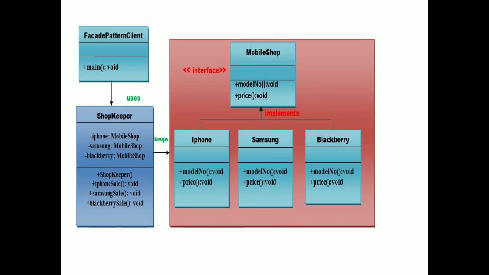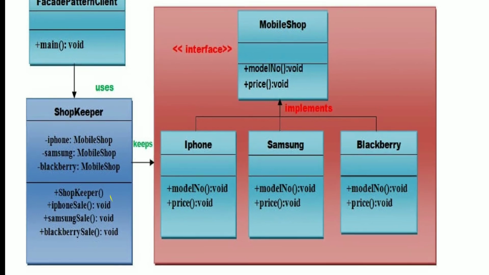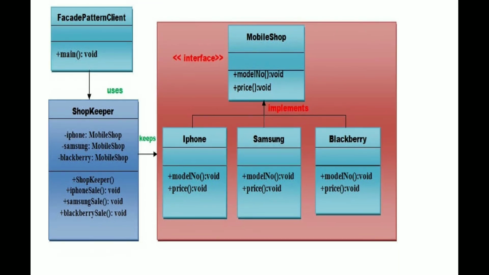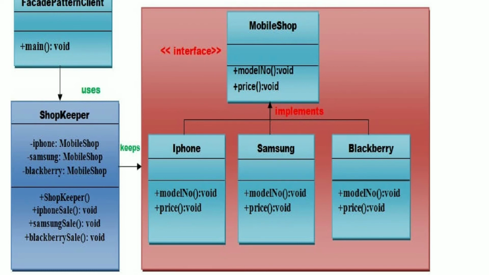Yes, you see one common example for this. Here you see, this is an example of the mobile shop. In the mobile shop, the shopkeeper is having a number of branded phones here, iPhone, Samsung, BlackBerry, and so on. He has to maintain all the information of the phones, so he has to maintain the common interface here. Here the common interface is the mobile shop.